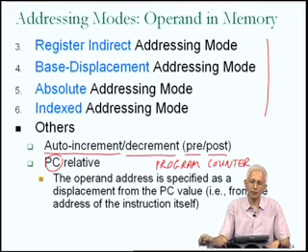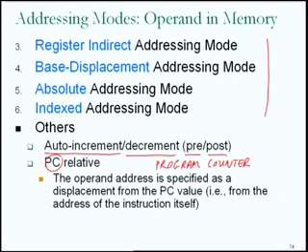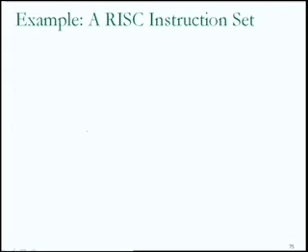So, the idea is that the operand address is specified as a displacement from the PC value. In other words, from the address of the instruction itself, the instruction which is going to use this operand in its computation. So, there are a wide range of different kinds of addressing modes, and as I had alluded to last time, they go by these names, and if we look at an instruction set architecture manual, we would find the addressing modes described using these terms. So much for addressing modes.